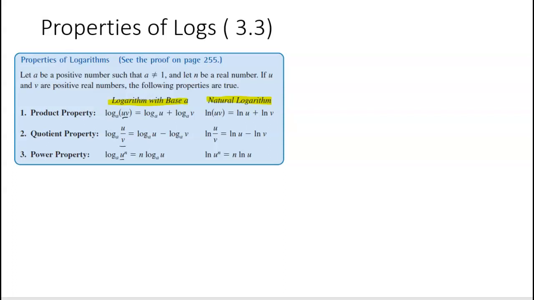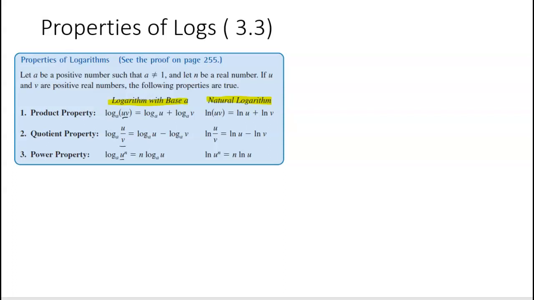Anytime we see things being multiplied together, we can separate them using an addition sign. Anytime we see things being divided by one another, we are separating them through a subtraction sign. And in the power property, we can bring whatever is in the exponent down in front of our logs.